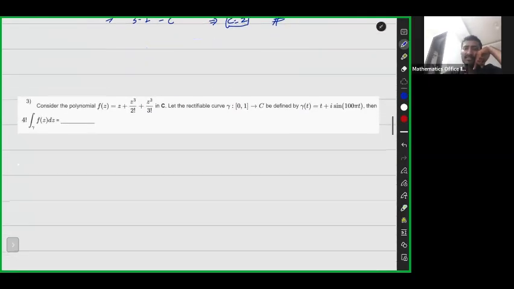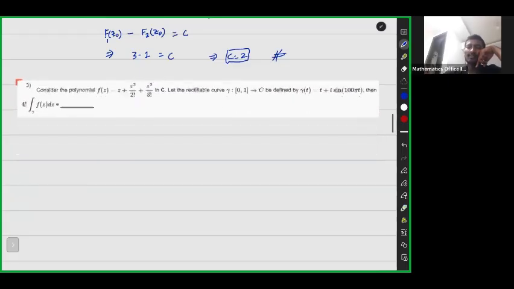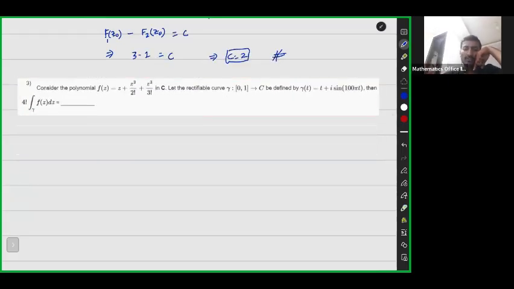Okay, so now we are in the third question. How to solve this integral very easily? Which method are you going to use? F is a polynomial and it has a derivative, and it has an antiderivative also. Fine.